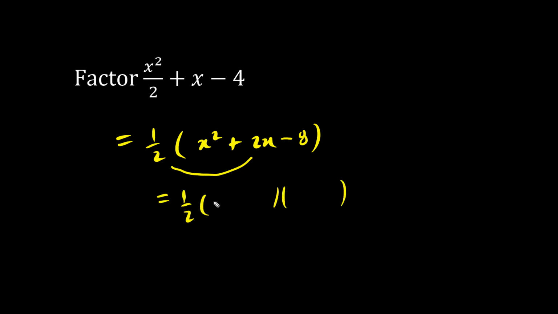And then we factor normally, trinomial factoring. Let's try 4 and 2, and we'll try positive 4 and negative 2. These multiply to be negative 8, and they add to be 2.